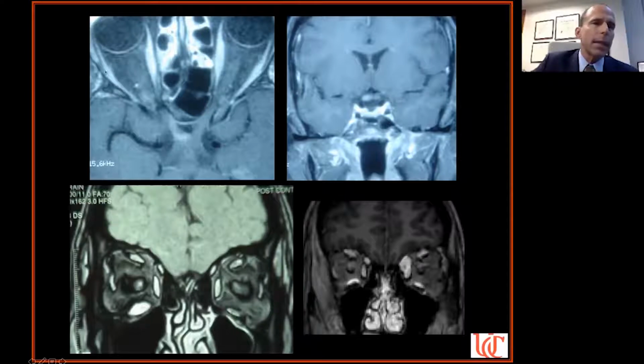See the muscles enhancing? Here's enhancement in the optic nerve into the chiasm. So this was read as normal. Another patient, here's the right optic nerve as it's forming the optic chiasm. Here's the left. Here's the pituitary gland, which also enhances.